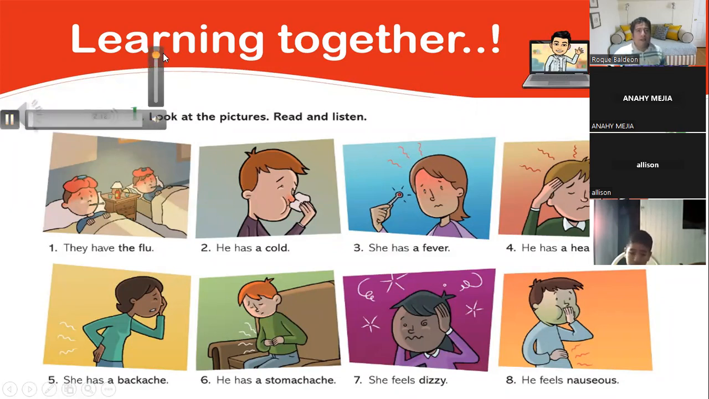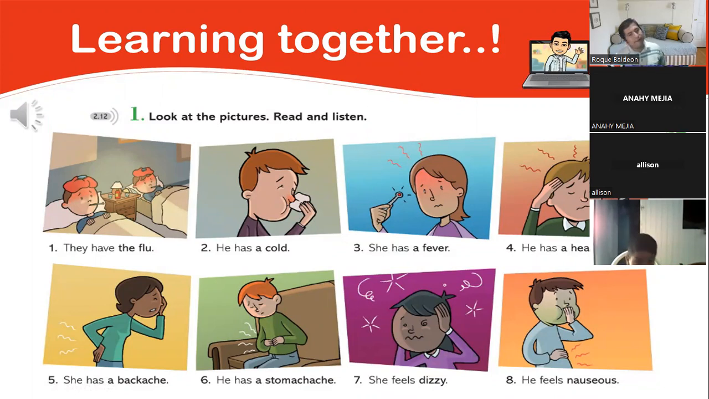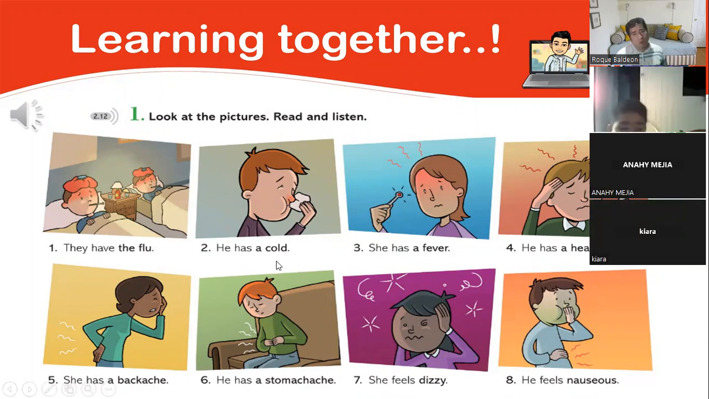Unit 9. Page 63. Yes, they have vocabulary. Exercise 1. Look at the pictures. Read and listen. 1. They have the flu. 2. He has a cold. 3. She has a fever. 4. He has a headache. 5. She has a backache. 6. He has a stomachache. 7. She feels dizzy. 8. He feels nauseous. Nauseous. Good, awesome. Come on, everybody, please repeat after me.